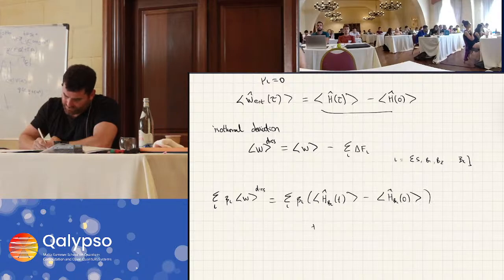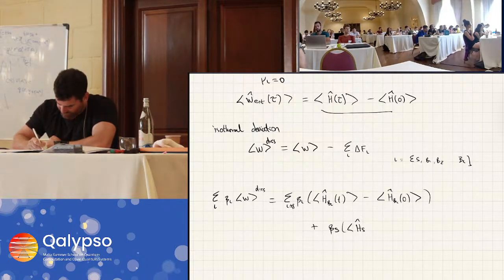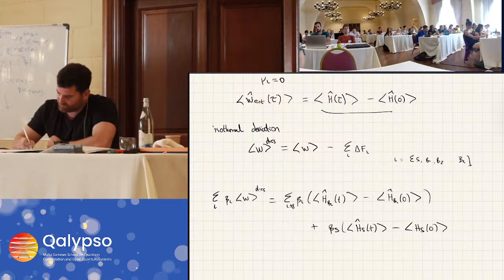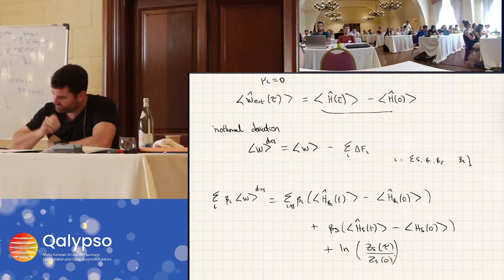plus the system contribution. So, L not equal to S. Again, I'm abusing the notation a little bit, but you get what I mean. So H_S(tau) minus H_S(0), plus this free energy change, Z_S(tau) over Z_S(0), okay?